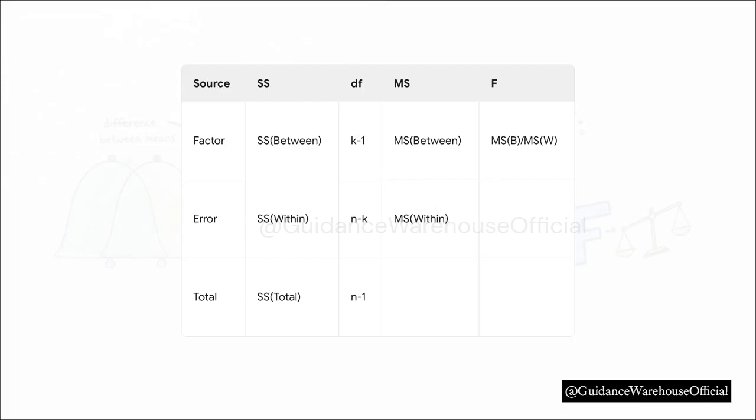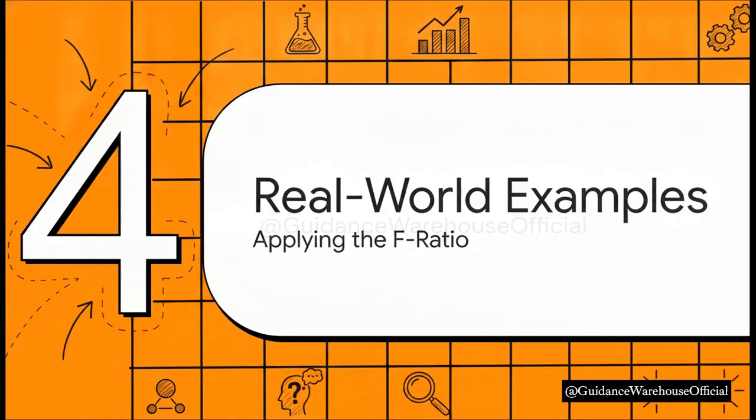Then we place our sums of squares in the first column and degrees of freedom in the next. To get the mean square, we simply read straight across the row and divide. SS divided by DF equals MS. Finally, to get our F statistic on the far right, we just divide the top MS by the bottom MS. Signal divided by noise. It's essentially a perfectly logical, self-solving grid. Let's see this in action in Section 4, Real-World Examples.